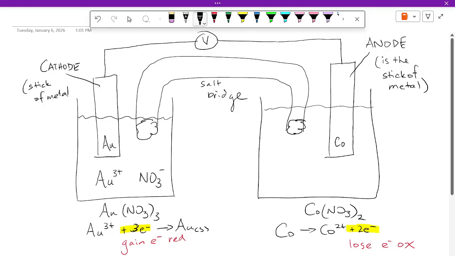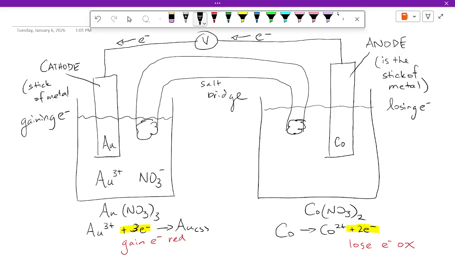Because the anode is losing electrons and the cathode is gaining electrons, which direction do electrons have to move? From the cathode to the anode, or from the anode to the cathode? They have to move from the anode to the cathode. So the electrons have to move that direction. If you need a quick way to remember it, electrons move in alphabetical order, from A to C, from anode to cathode.